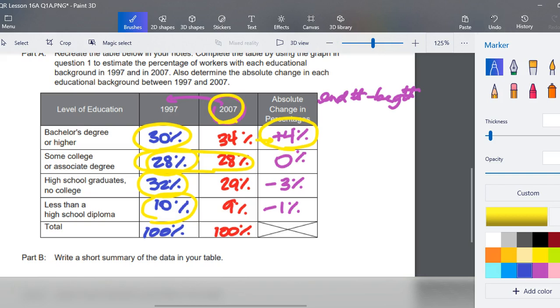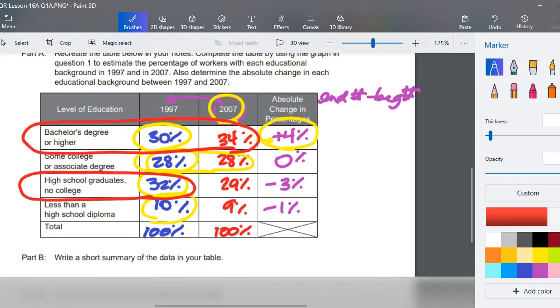You can mention any pieces and parts of these, but Part C says what level of education was most common in the workers aged 25 to 64 in 1997. And now that we've broken it apart, from 1997, the one that's most common are those that had high school, they were high school graduates, but they had no college. And so then Part D says, so what level of education was most common in 2007? And it's right here, the bachelor's degree or higher.